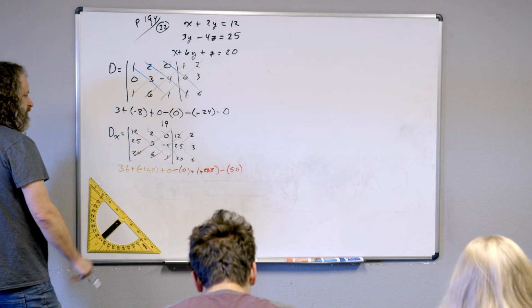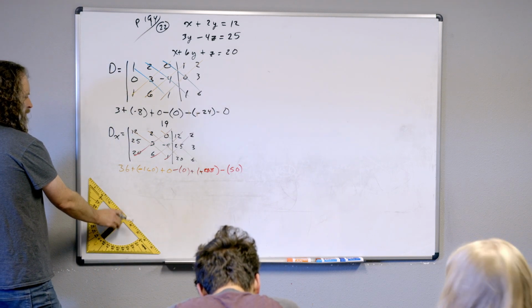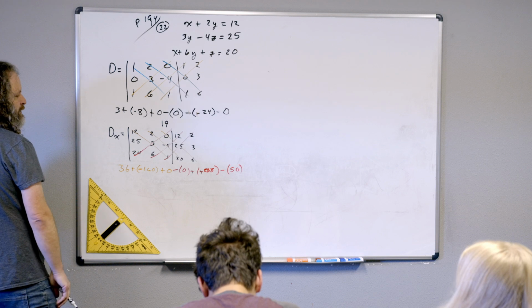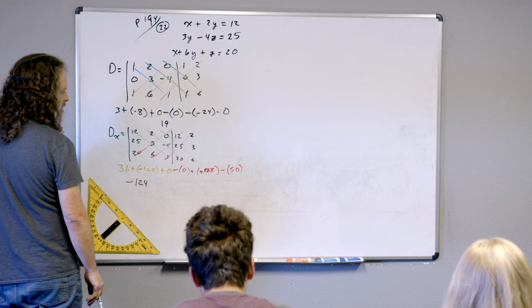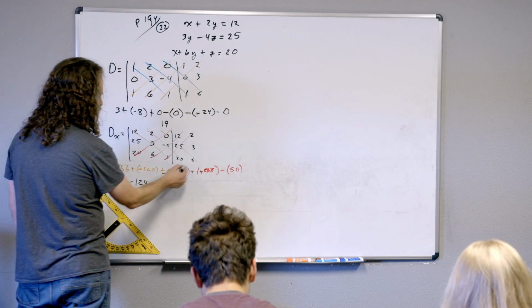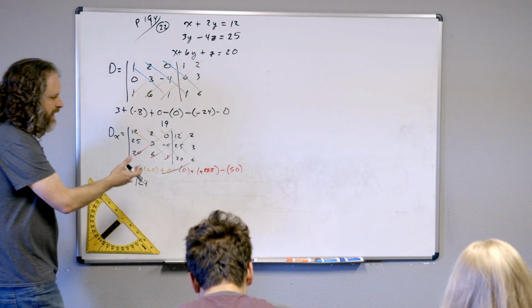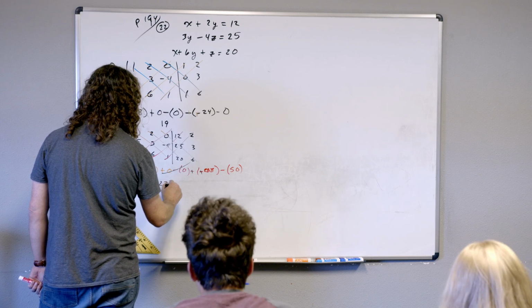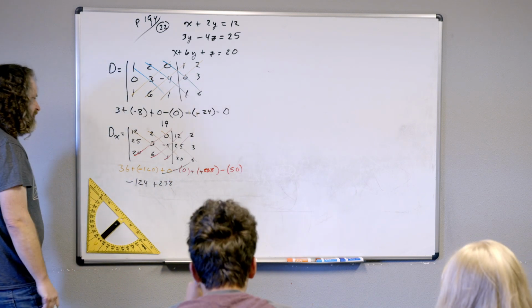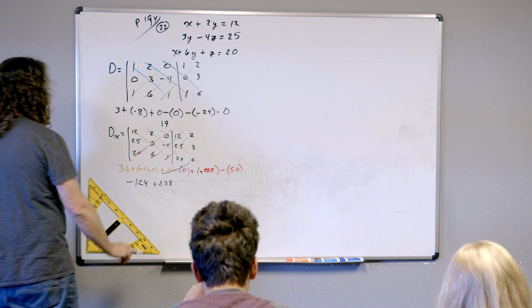What's 36 minus 160? Negative 124. 288 minus 50, 238. So it's positive 114. 114.